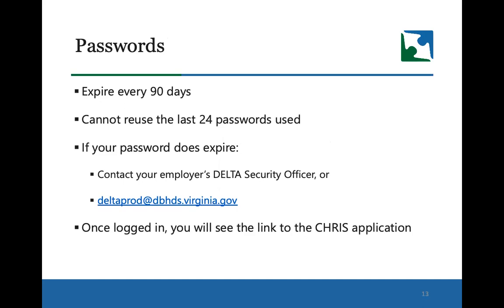Just to provide you some friendly advice, passwords for CRIS do expire every 90 days. And with that, you cannot reuse the last 24 passwords. If your password does expire, you may either email the Delta Help Desk at deltaprod@dbhds.virginia.gov or your agency's Delta security officer.